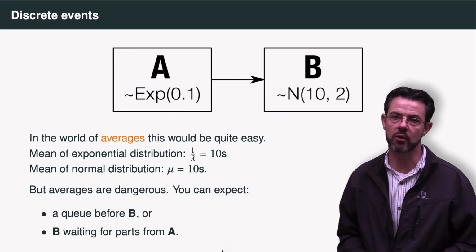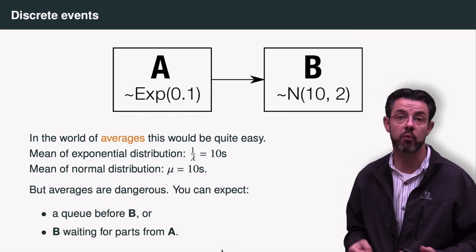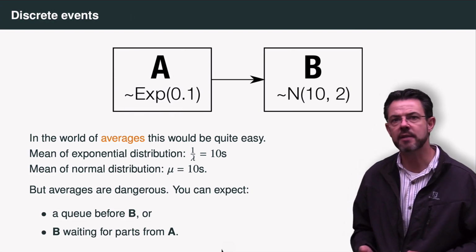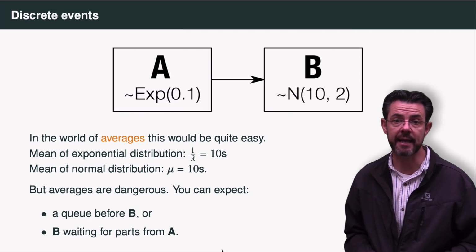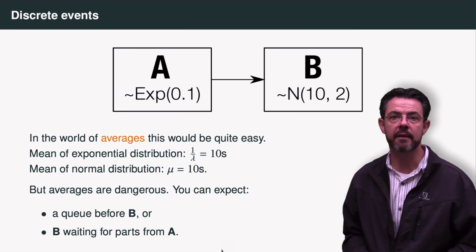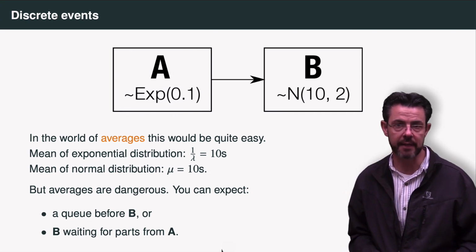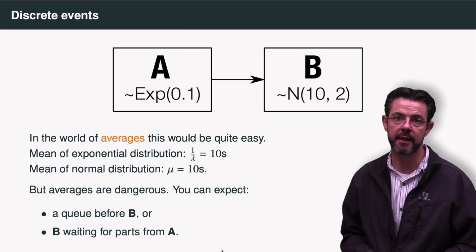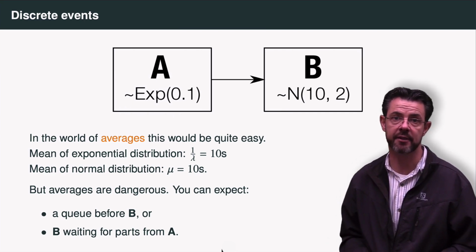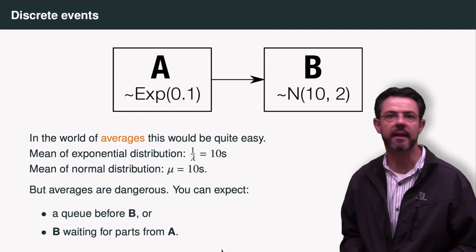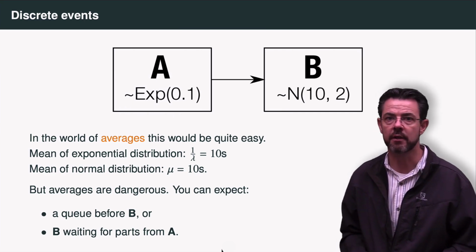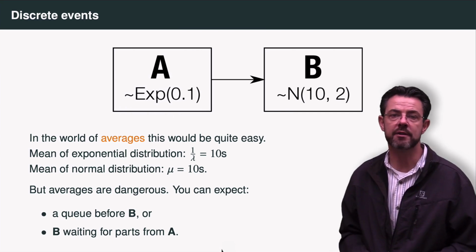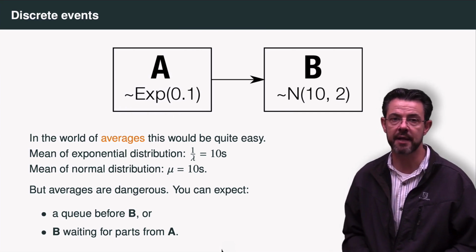But this is not the world of averages, and working with averages can be very dangerous. In reality, in such a simple process, what you can expect is that there will either be a queue build-up in front of B, meaning A gives more units to B than B can actually process at the time, or you might find that process B is starved and idle. It has capacity, but it's waiting for parts to arrive from process A.